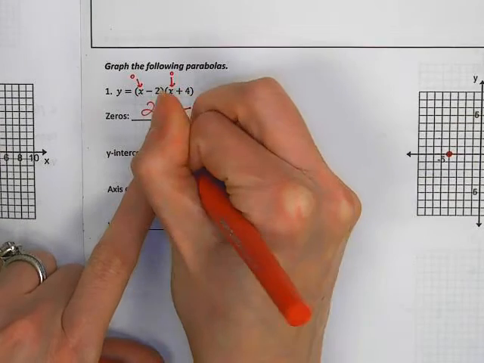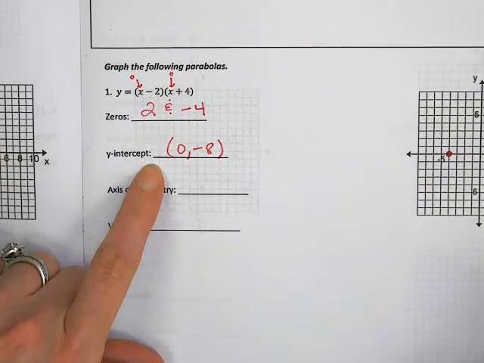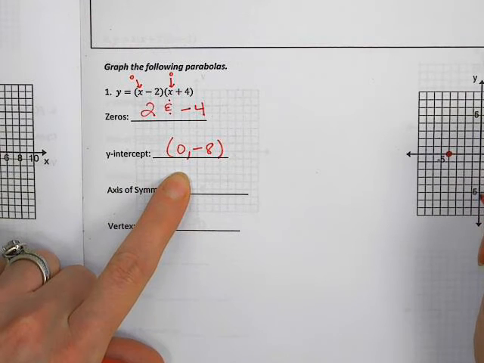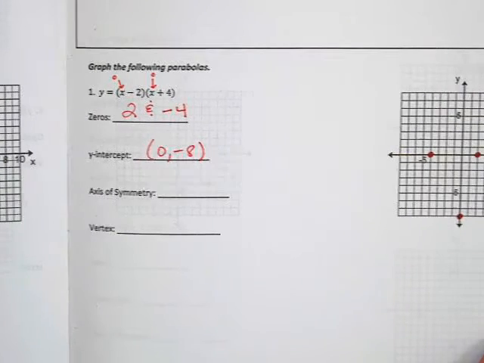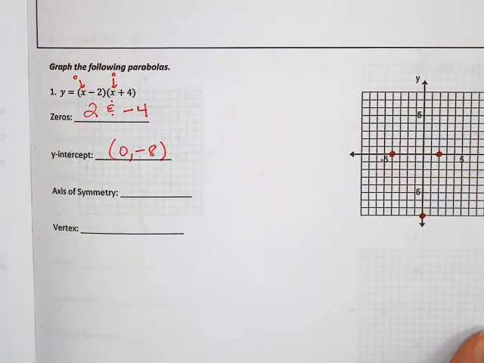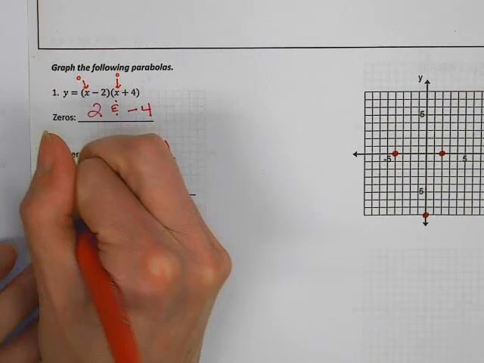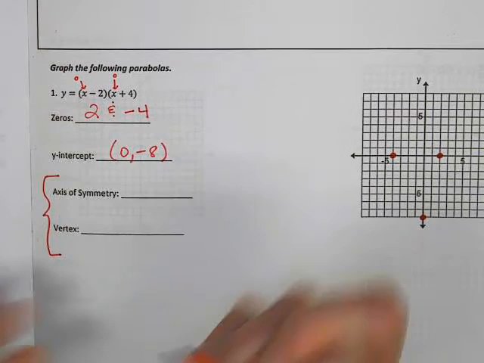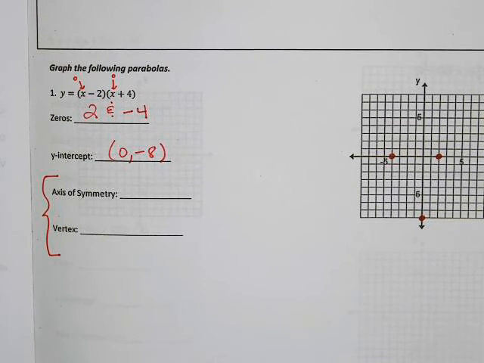All right, so the y-intercept is at (0, negative 8). And why don't we just graph that as well right now? Why not? Okay, now to find the vertex. This is the only different kind of part for this one. So the vertex is going to be right in the middle of the zeros.